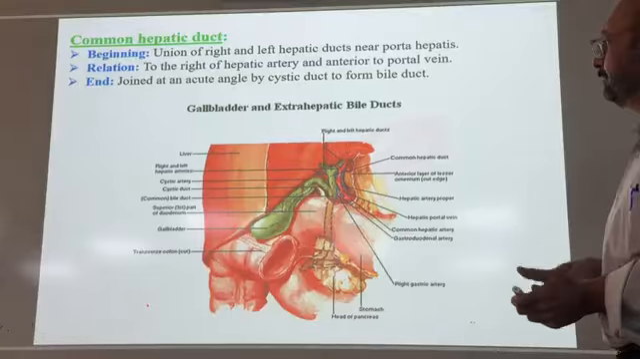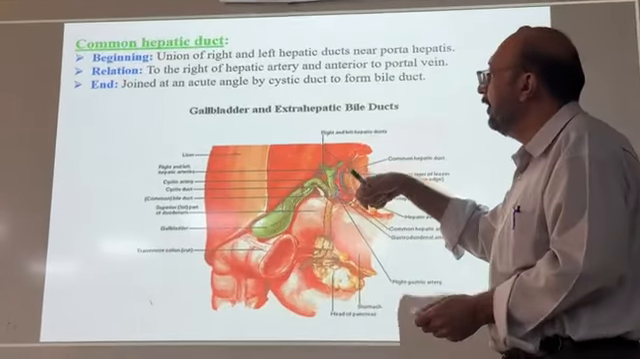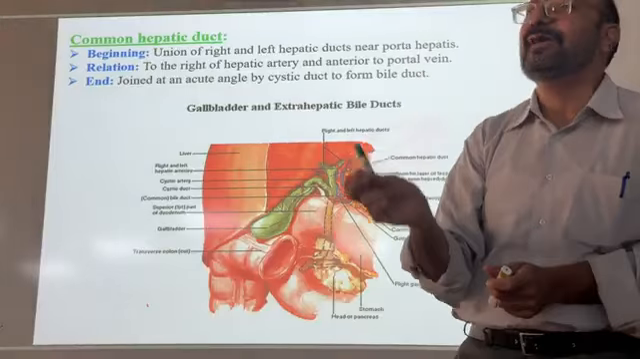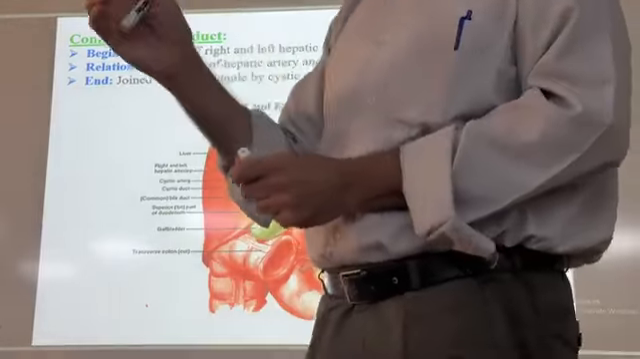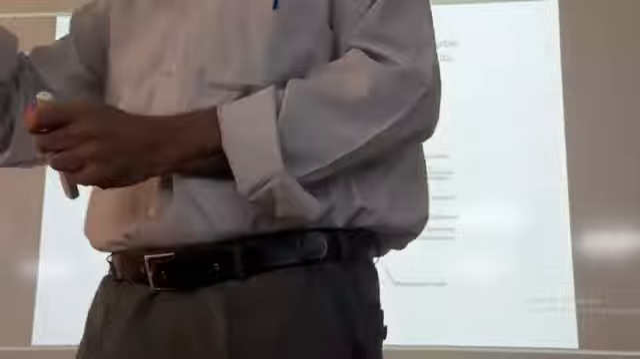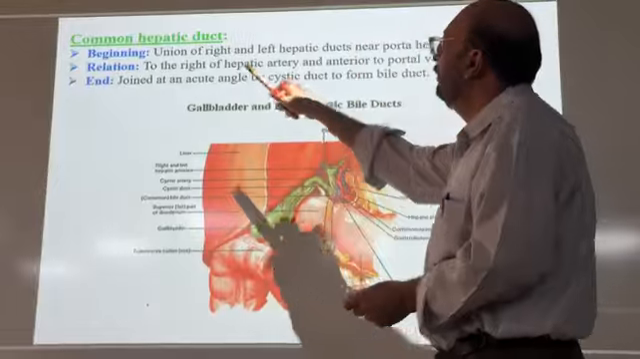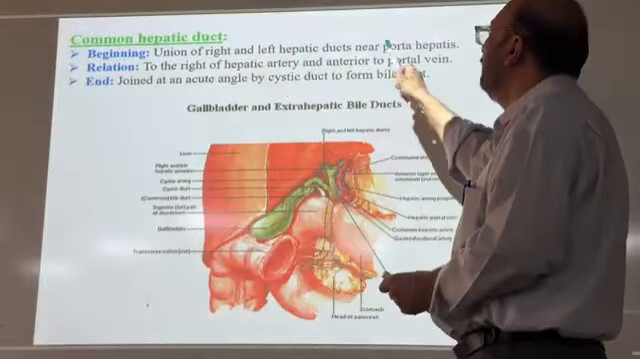Common hepatic duct. This one. We are still ignoring the right hepatic and left hepatic ducts because these are very small, attached or in very close association of the liver. At the end we have some lab pictures. I can show you here and there as well. So this is the common hepatic duct: union of right and left hepatic ducts near the porta hepatis.